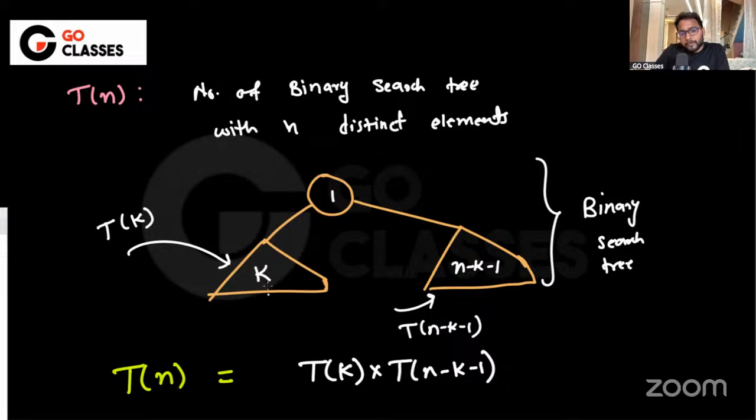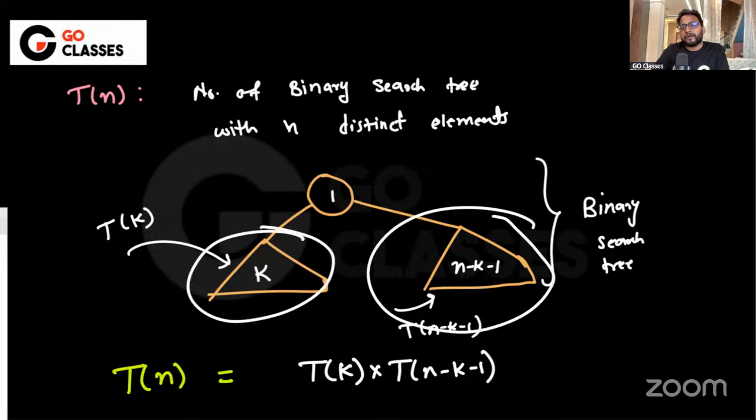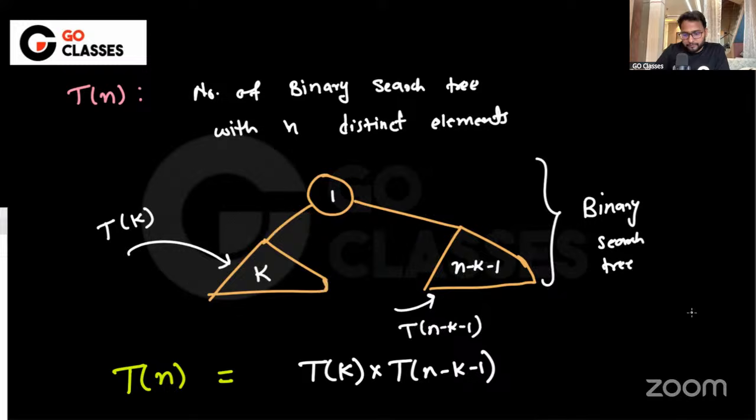Let me know. I mean, the number of binary search trees here, and the number of binary search trees here. Then only you will be finding the total number of binary search trees: the number of binary search trees with k nodes and the number of binary search trees with n minus k minus 1 nodes. But also you can change the root.